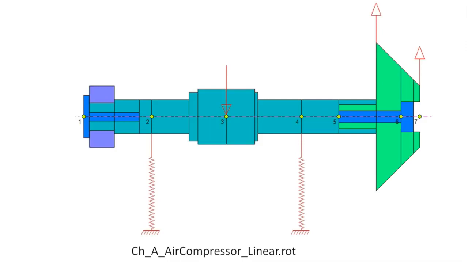For this analysis, we're going to use an example that ships with most distributions of Dyrobes. This is the ch_a_aircompressor_linear.rot model. It is a small gear-driven air compressor.